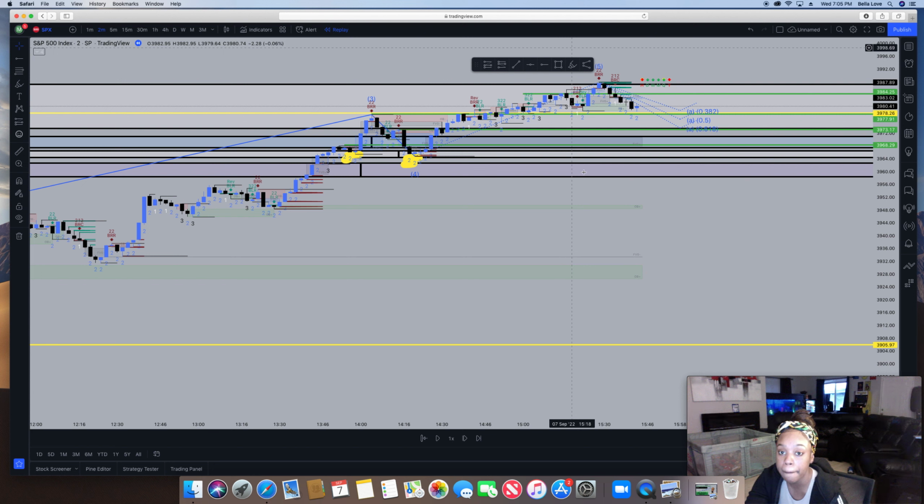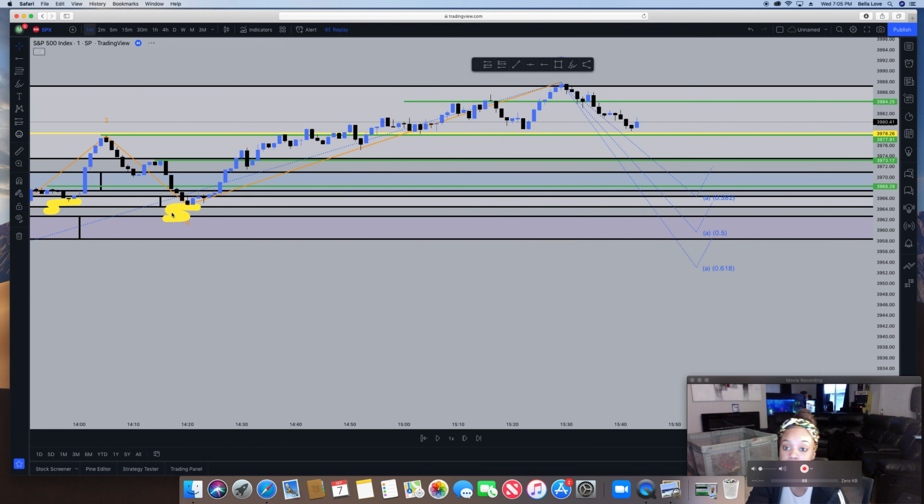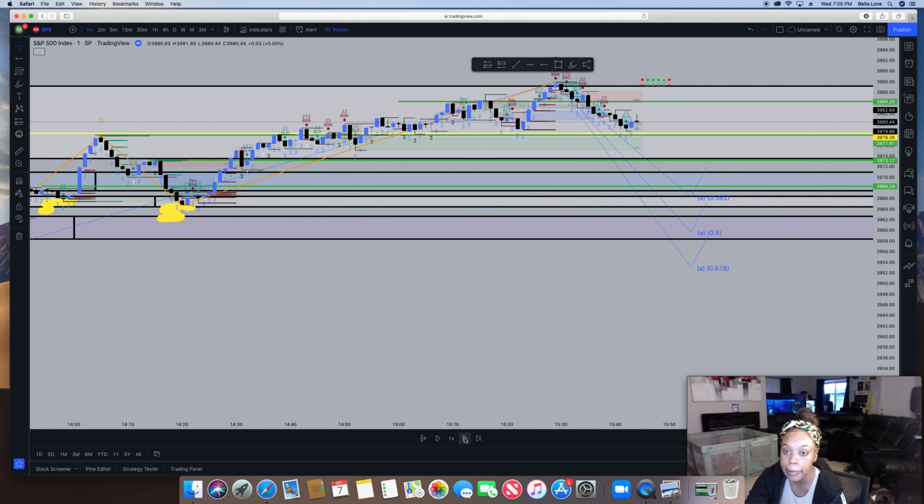Right here, it is back at a support level. Depending on the next candle, I'm gonna go down to the lower time frame so I can catch it faster. Depending on the next candle, if the next candle is up, I'm looking for retracement to the upside. Enter. This is entry for calls.